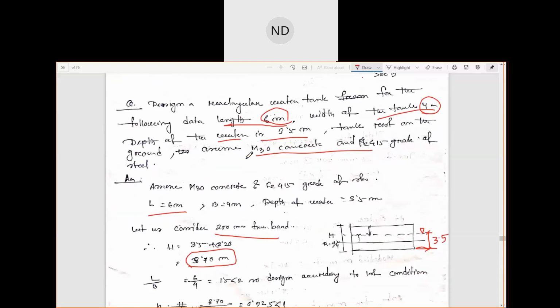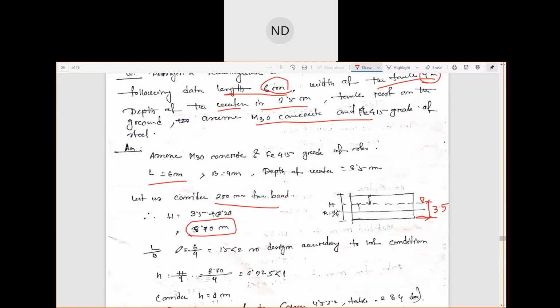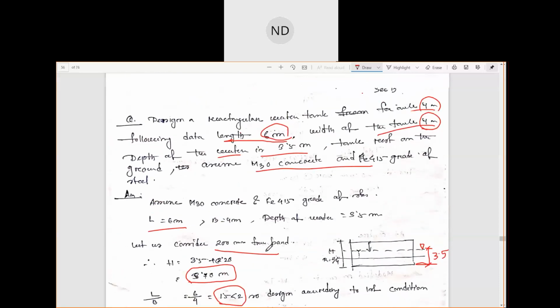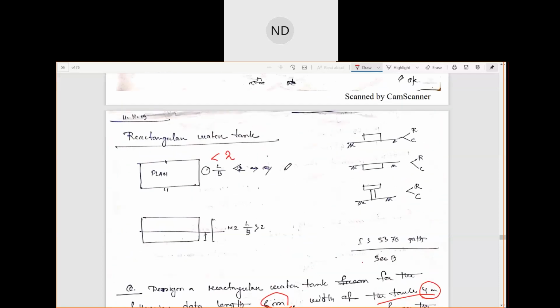Now we will check the two conditions which I told you, the L by B ratio. After knowing this H, we will find out our L by B ratio. Our length and breadth were given to us. So the ratio of L by B is 1.5, which is less than 2. This is the first condition, which is L by B less than 2. What we were supposed to do is design the top portion as cantilever.